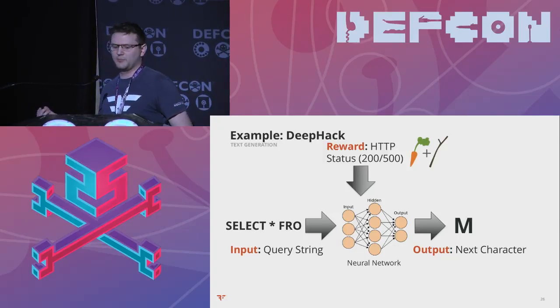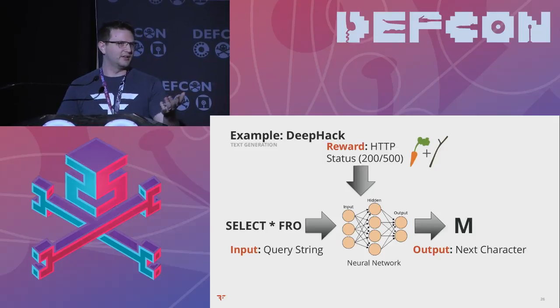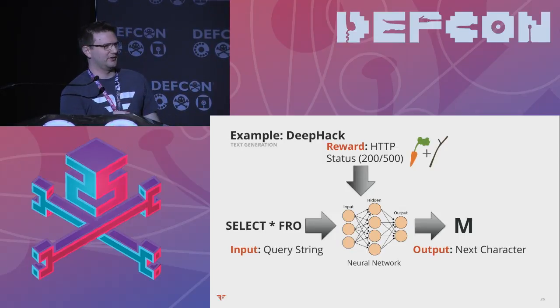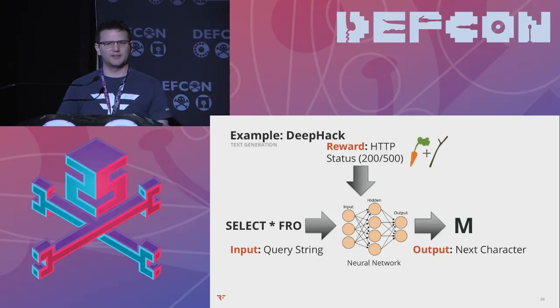If you're looking at our example here, it says "select star fro", and even in the audience here, you could probably think, well, M makes sense, right? Especially if we're talking about SQL, then it should be "select star from". And then what you do is you take that M, you stick it onto the end of the query string, and then you just repeat this process iteratively.